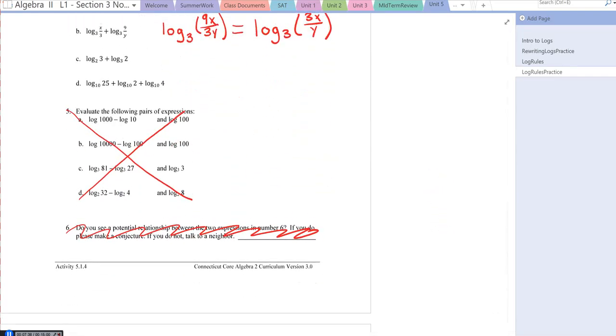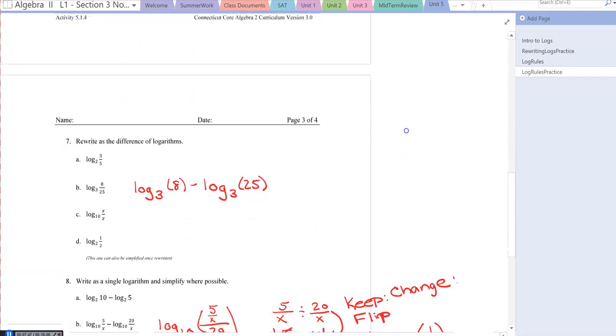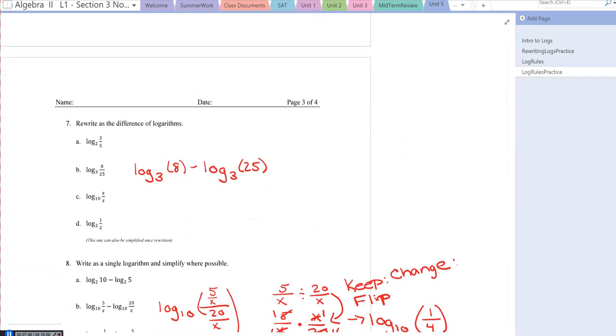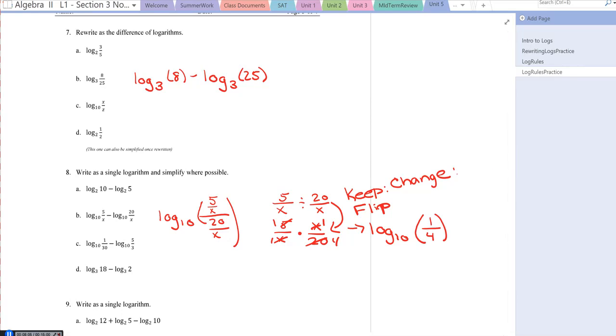If you have multiple ones, like in D here, it's 25 times 2 times 4. Just keep going from left to right. And then here, again, just go from left to right. So the top one would go first, log 3 with 8 as the argument, minus log 3 with 25 as the argument. So again, you would go from left to right in that order, from top to bottom, left to right when you write it. These ones are a little crazy down here. So it says simplify where possible.